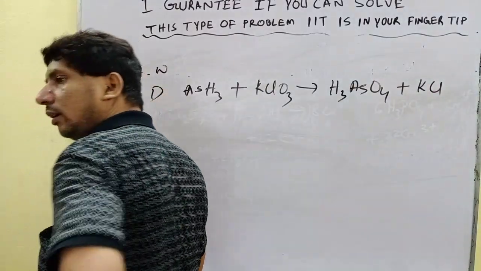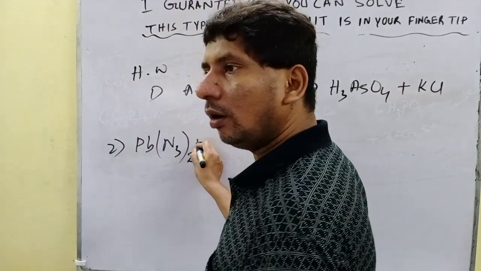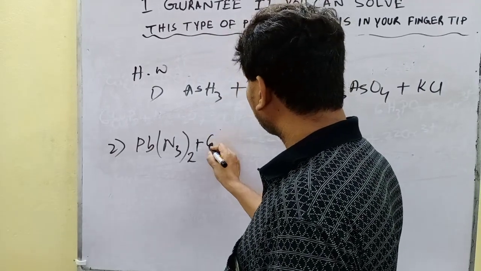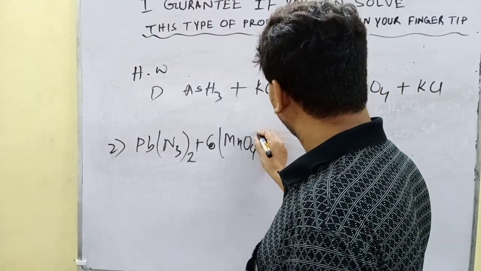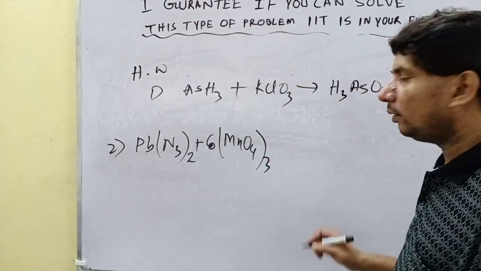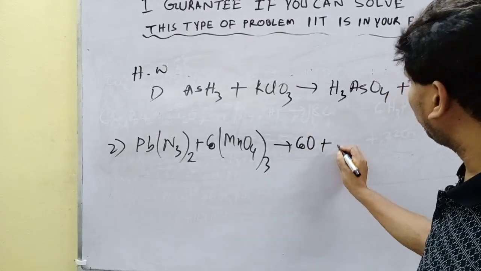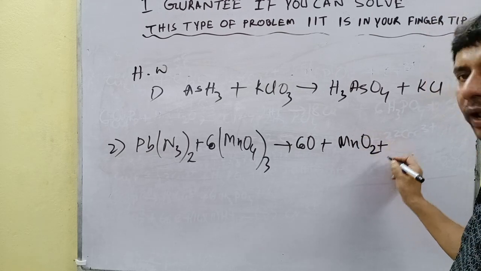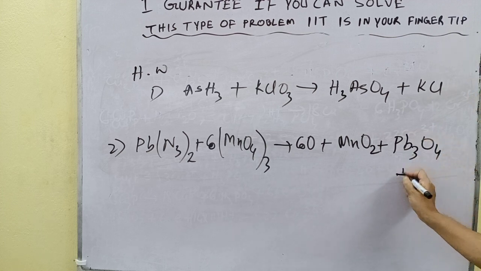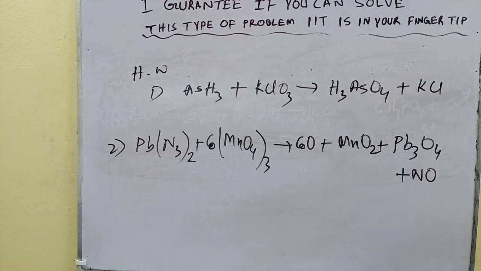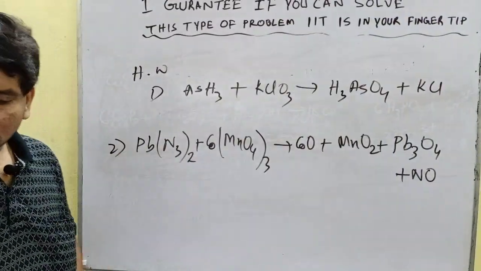And we can give you another equation. Second equation I am giving you: Pb(N3)2 plus Cr(MnO4)2, okay, this whole 3. Then from here we get chromium oxide plus MnO2 plus red lead Pb3O4 plus NO. So you can balance this and get confident about the balanced equation.